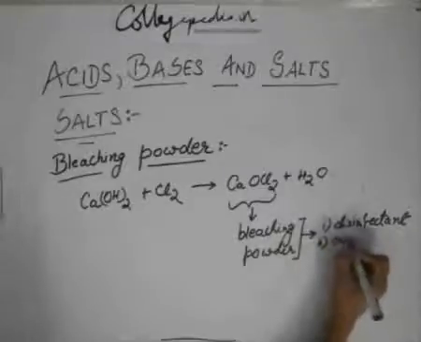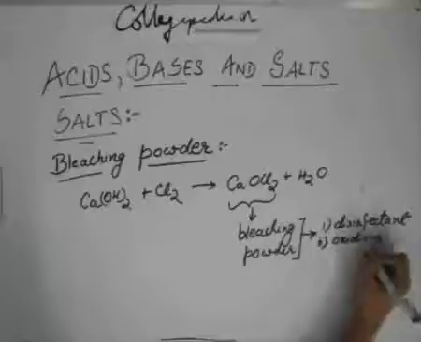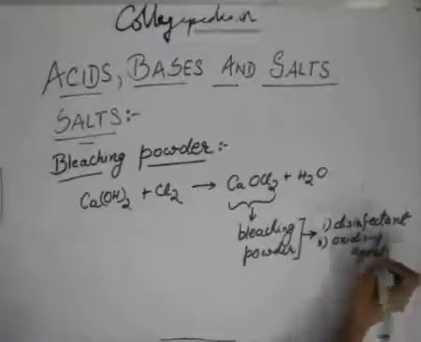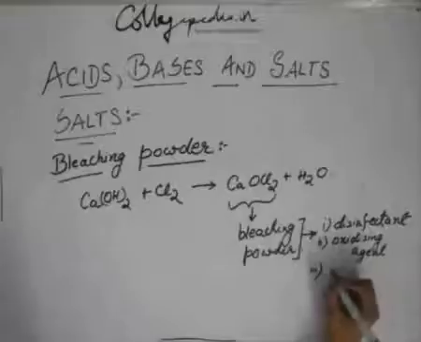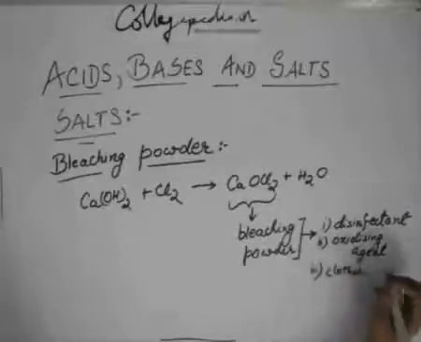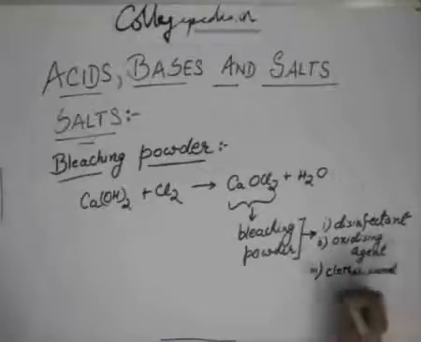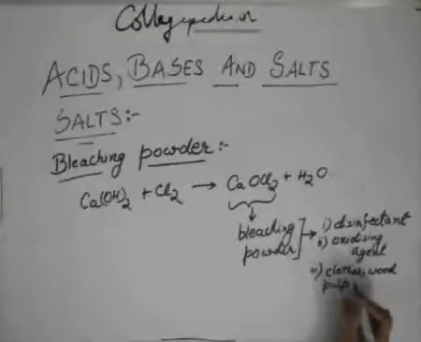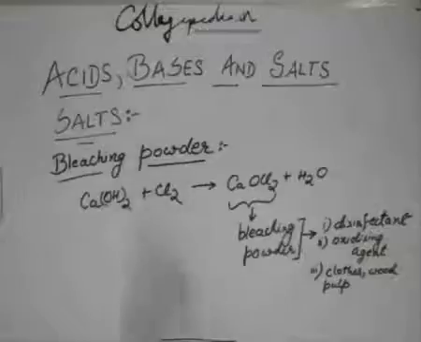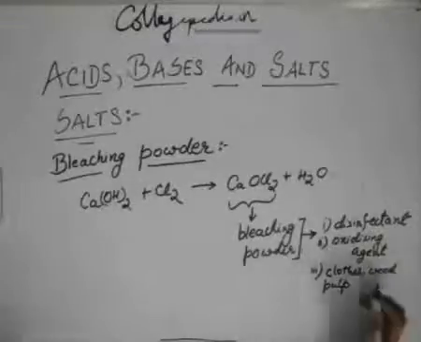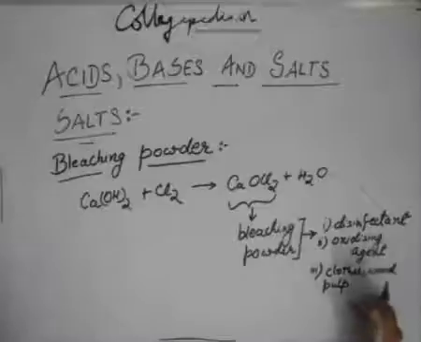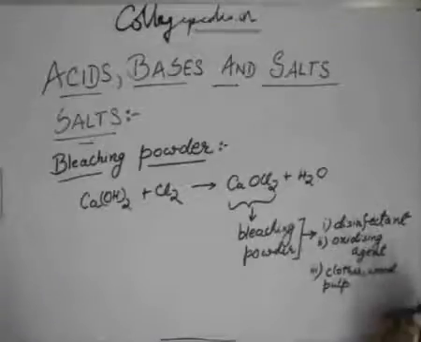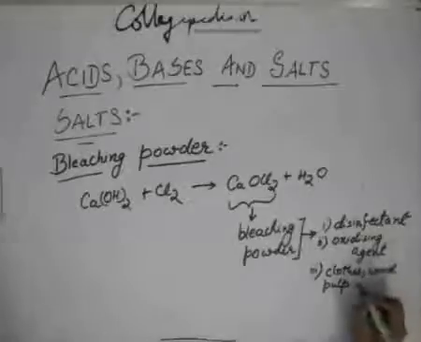Secondly, it is used as an oxidizing agent. It is an excellent oxidizing agent. And thirdly, it is used for clothes and wood pulp. All these are washed with bleaching powder. To make that wood pulp, you have to make it white to make the paper. So to make it white, you need this bleaching powder. Clothes and textile are the same. So clothes, wood pulp, in these industries it is used.